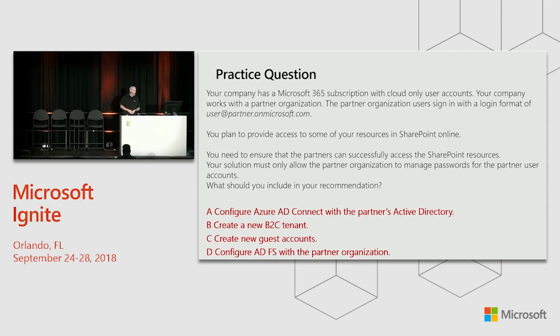Okay, so on that very theme, here's a question. Your company has a Microsoft 365 subscription with cloud-only user accounts. Your company works with a partner organization. The partner organization users sign in with a logon format of user@partner.onmicrosoft.com. You plan to provide access to some of your resources in SharePoint Online. You need to ensure that the partners can successfully access the SharePoint resources. Your solution must only allow the partner organization to manage passwords for the partner user accounts. What should you include in your recommendation?